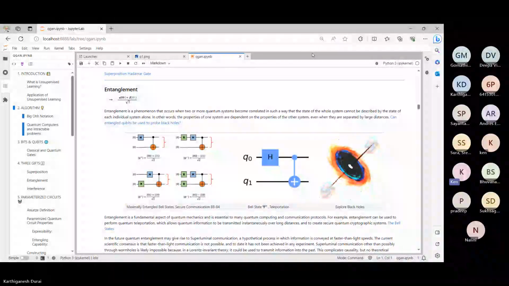Okay, next is interference. So if you could scroll down, KG, to interference.